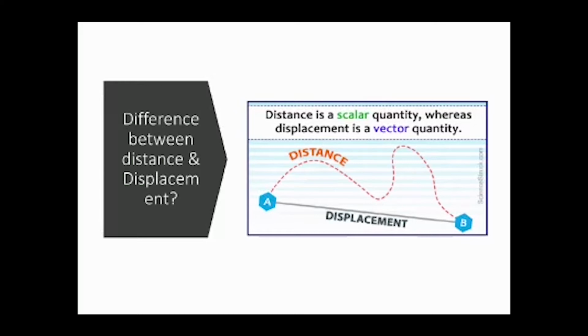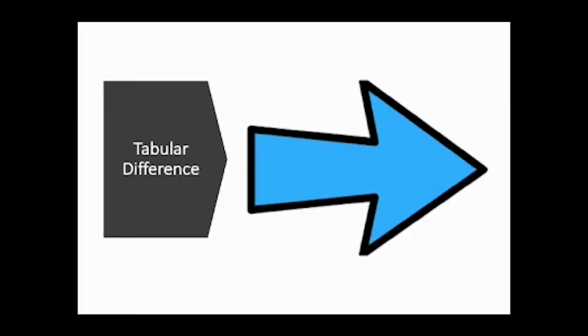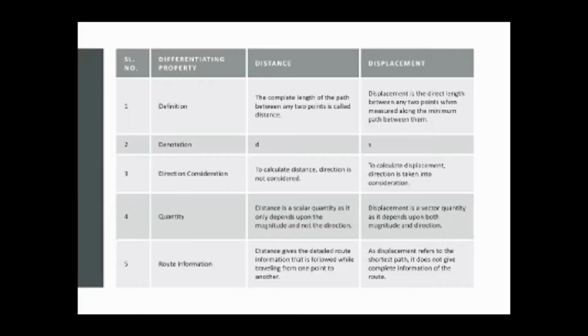Just look at this picture. This picture will differentiate between distance and displacement. You can see that distance is a scalar quantity, as there is no direction included in distance, whereas displacement is a vector quantity, as displacement has direction. Displacement is from point A to point B, whereas distance does not need any direction.